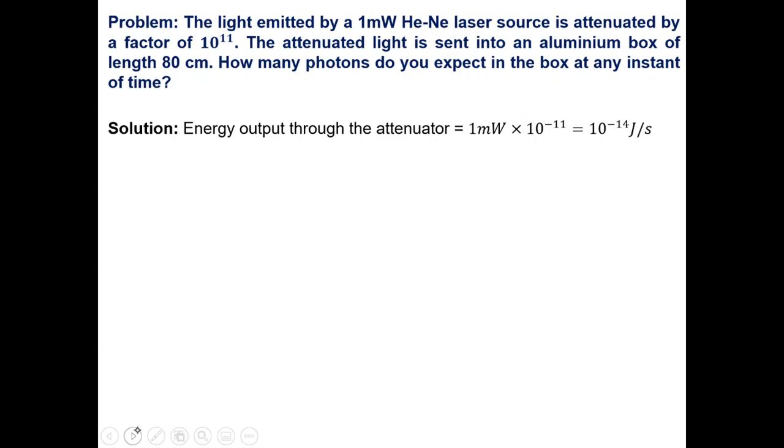The light emitted by a 1 milliwatt helium neon laser source. So here you have a laser light. Doesn't matter, you have a light source. Laser means you have a fixed wavelength, and the power of the light source is given as 1 milliwatt. Earlier we had dealt with a problem with a 40 watt power source. In this case it's 1 milliwatt, and you would like to attenuate this by a factor of 10 to the power 11. So we are saying that now I would like to attenuate the intensity by 10 to the power 11.